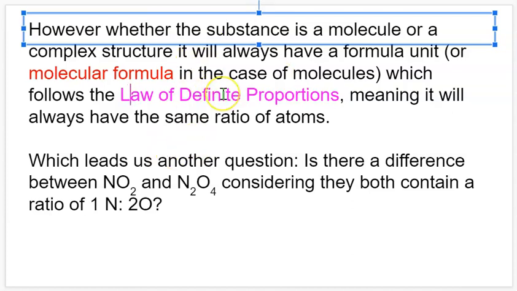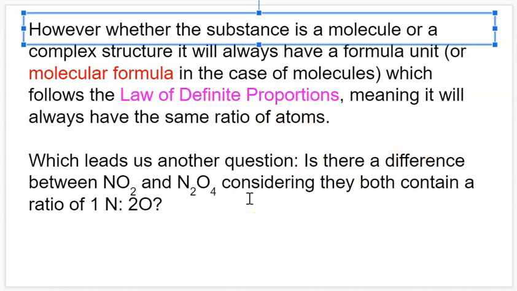But regardless of all of that, it's always going to follow the law of definite proportions, meaning that the ratio that we see in that formula, whether it's the CH₄, the NaCl, CaCl2, you will always have that ratio of atoms in that substance. Which leads us to another important question.